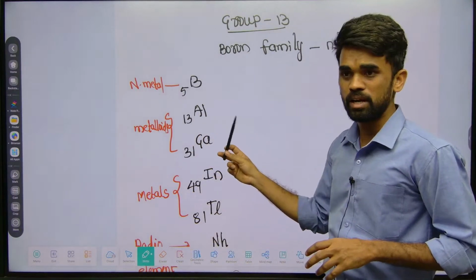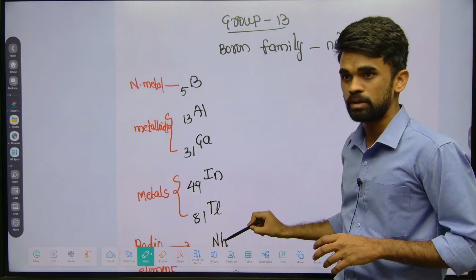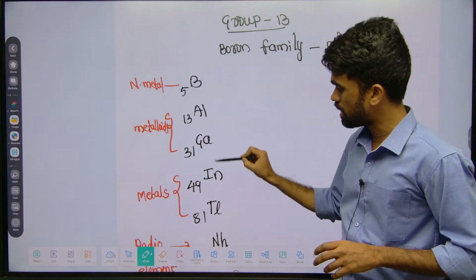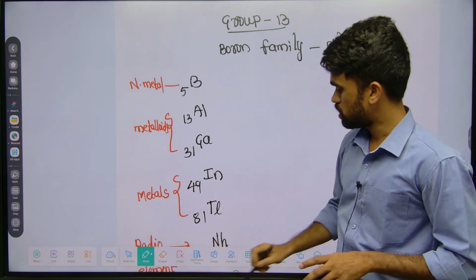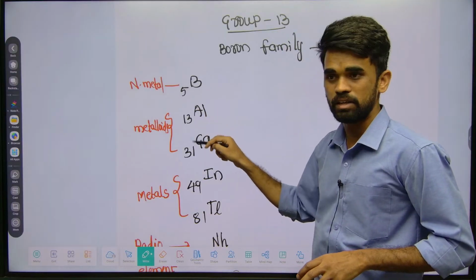Boron, aluminium, gallium, indium, thallium. So just remember it as "bag it in". What is that? Bag it in. Okay. So now the atomic numbers are 5, 13, you can remember that.